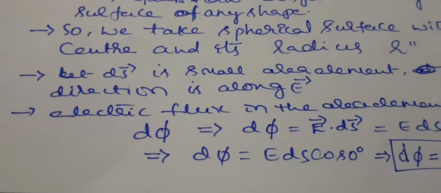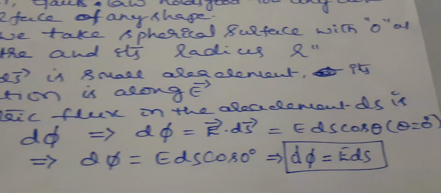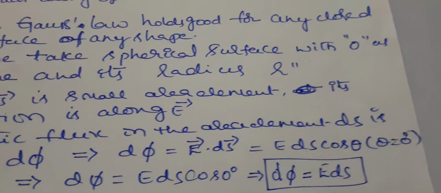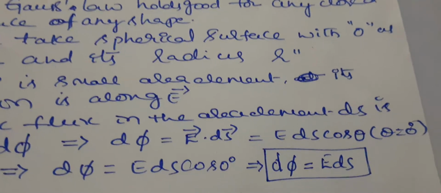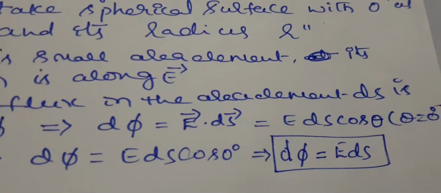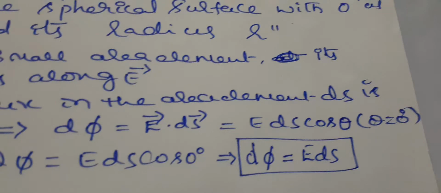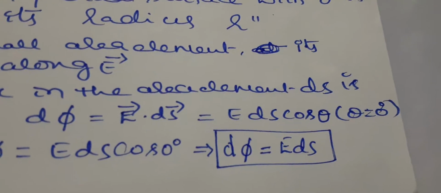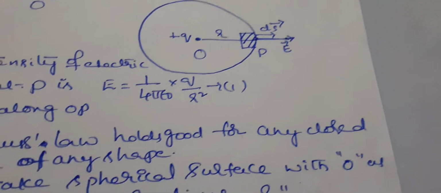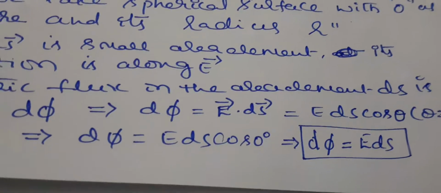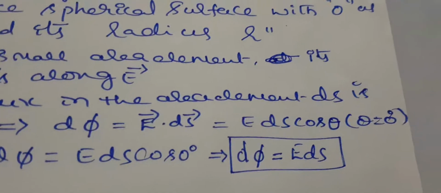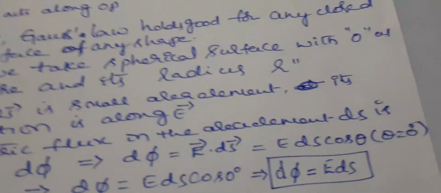You can see electric flux in the area element ds is d phi equal to E bar dot ds bar. But from the dot product of vectors, E bar dot ds bar can be written as E ds cos theta, but theta value is 0, students, because E bar and ds bar are parallel. That is why d phi equal to E ds.